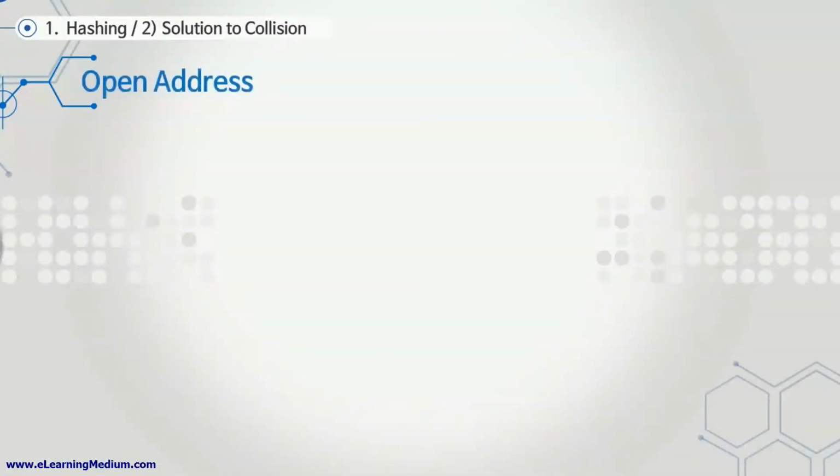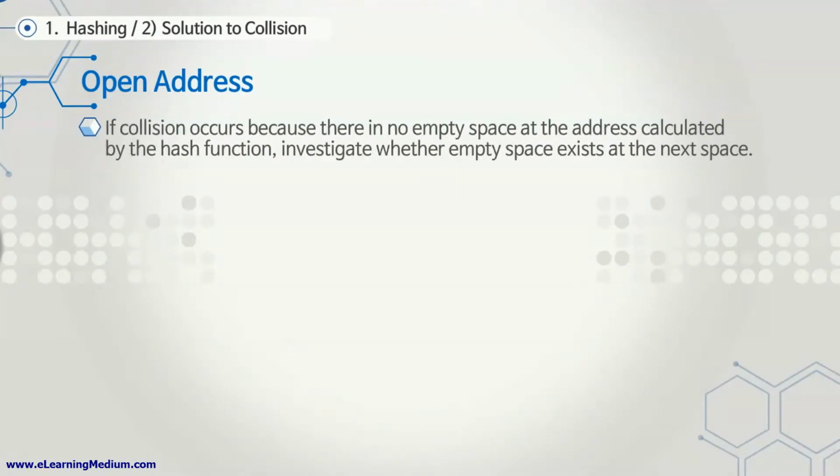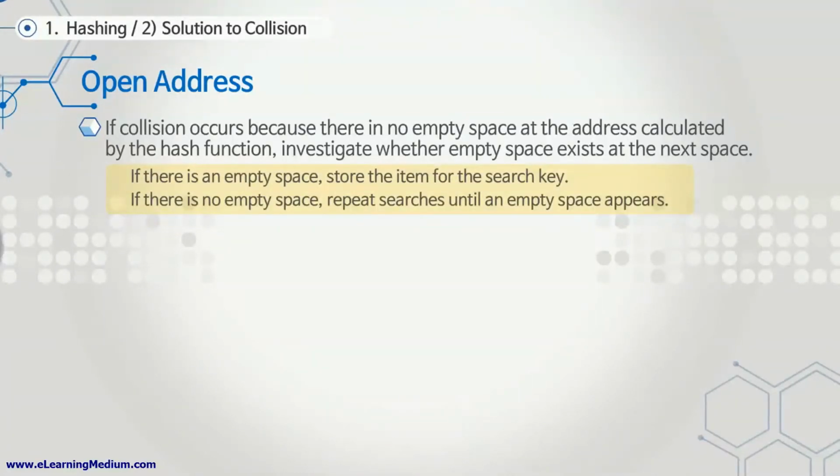If collision occurs because there is no empty space at the address calculated by the hash function, investigate whether empty space exists at the next space. If there is an empty space, store the item for the search key. If there is no empty space, repeat searches until an empty space appears.